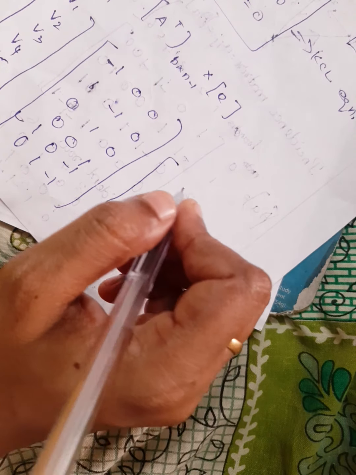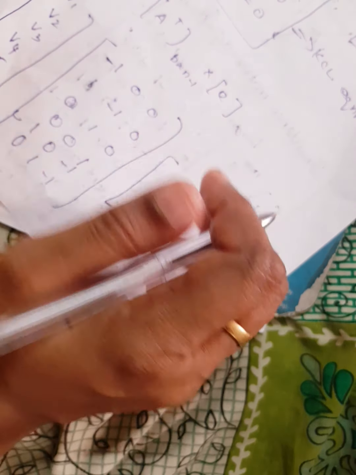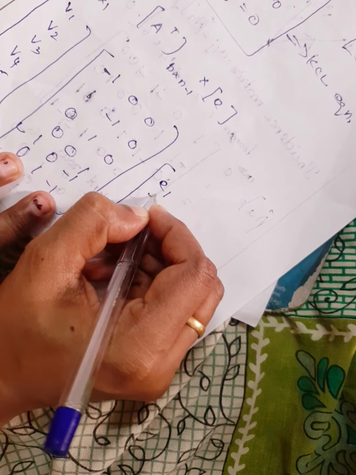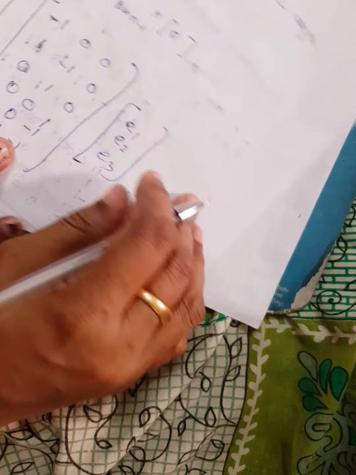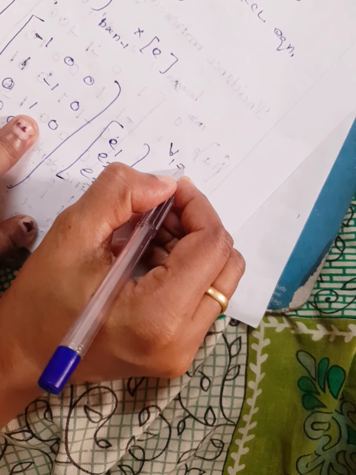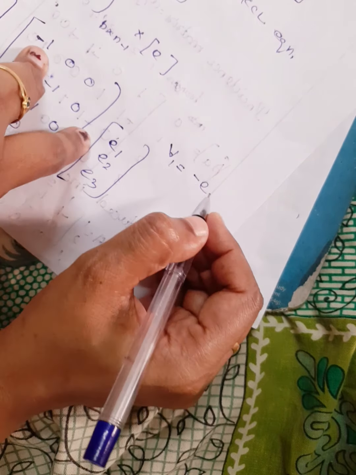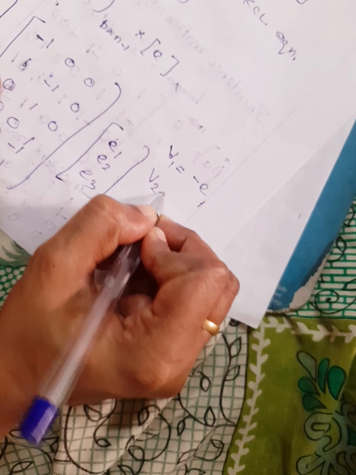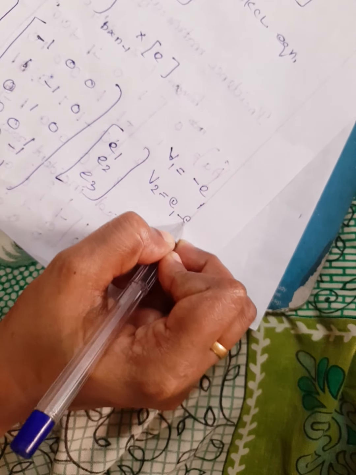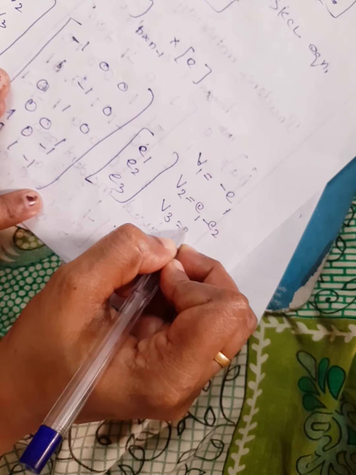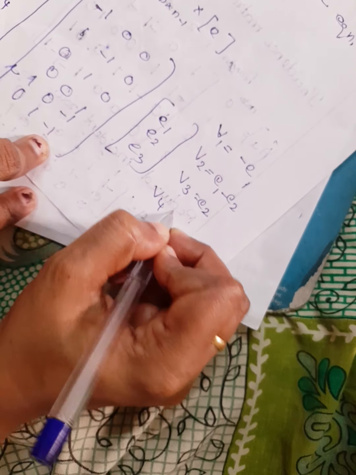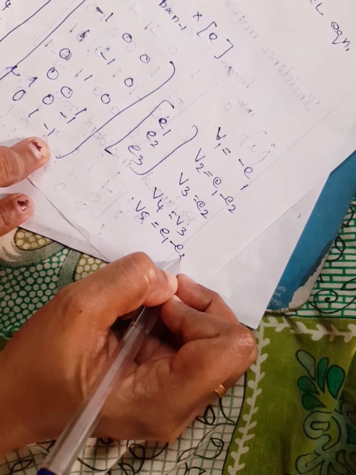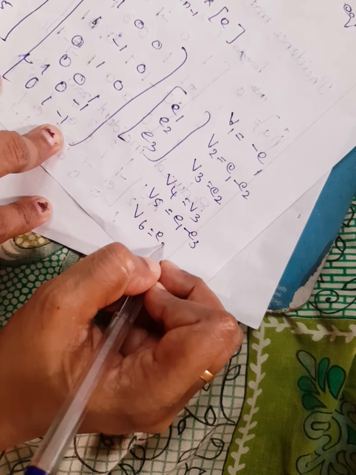So how many nodes are there? 3 nodes, correct? 3 nodes in the incident matrix. So the potential values are E1, E2, E3. Now the KVL equations: V1 equals minus E1, multiplying minus 1 into E1. Then V2 is E1 minus E2. Then V3 is E2. V4 is E3. Then V5 is E1 minus E3. Then V6 is E2 minus E3.